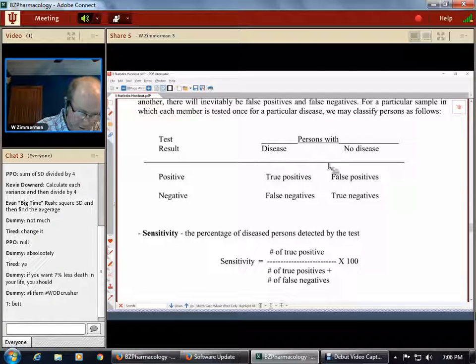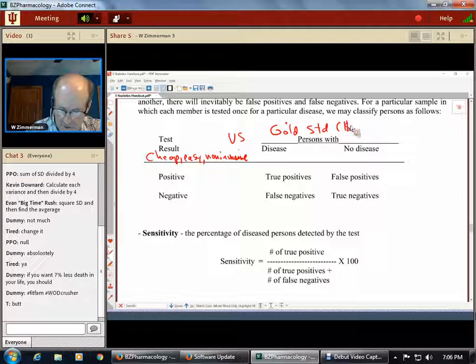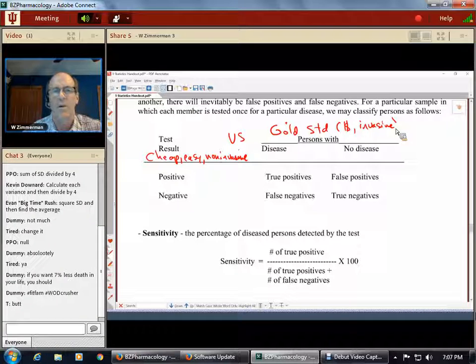What we're going to be doing here is a test result. This is a cheap, easy, non-invasive test. And we're going to compare it to a gold standard test. And the gold standard usually is pretty expensive, it's often invasive, etc. So we don't like doing that gold standard test unless we have to.